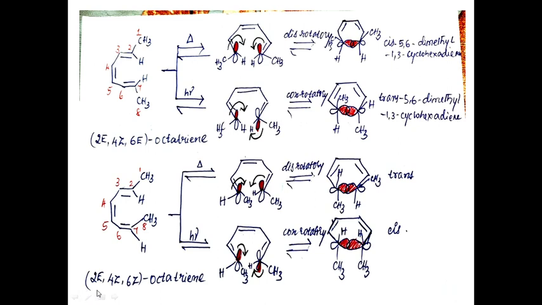How about 2E,4Z,6Z octatriene? So 6Z, CH3 are on the same side. So under thermal condition, once again, you have symmetric HOMO. You have to do disrotation, you'll get a trans product. Whereas in the photochemical state, you have to do conrotation and you're going to get a cis product.